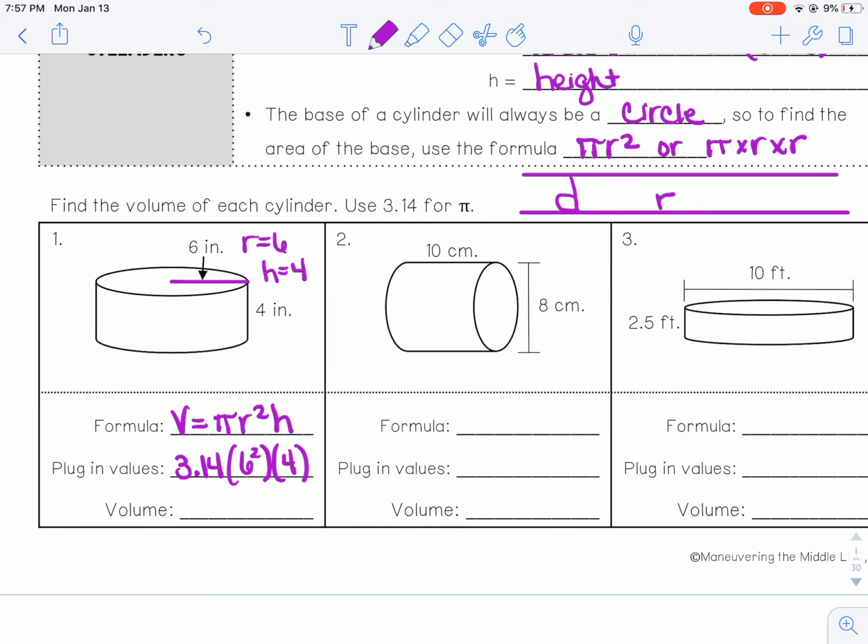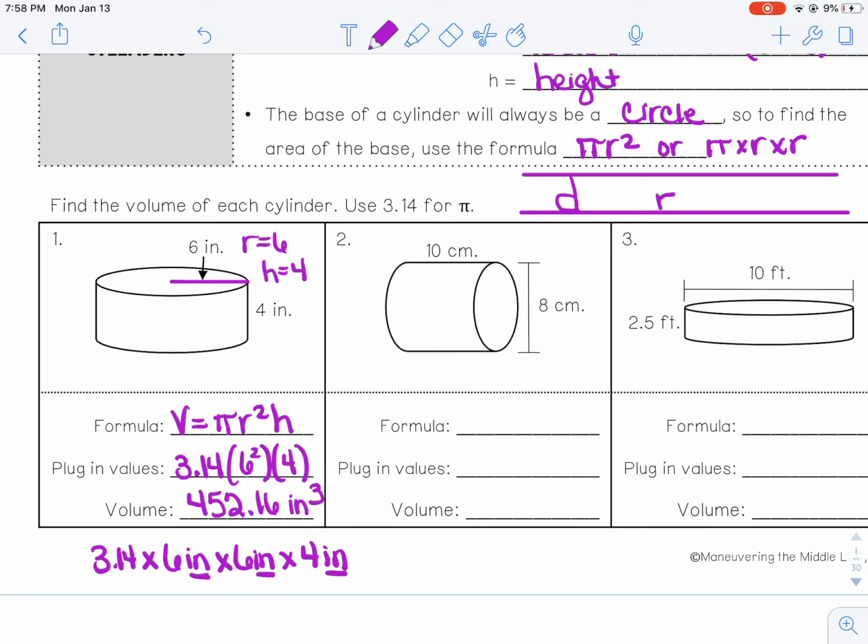When you calculate that in your calculator, you can do 3.14 times 6 squared, or 6 times 6, times 4, and you're going to get 452.16, and that's going to be cubic inches. Now, where does the cubic inches come from? Remember what I said earlier, it's three-dimensional. So we have 3.14 for pi, and we're going to multiply that times 6 inches, times 6 inches, times 4 inches. So you have inches times inches times inches. Those are your three dimensions.